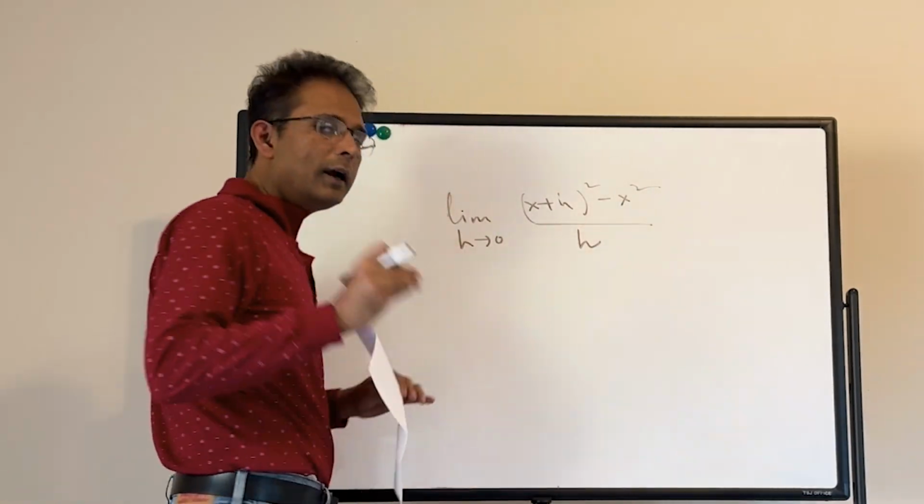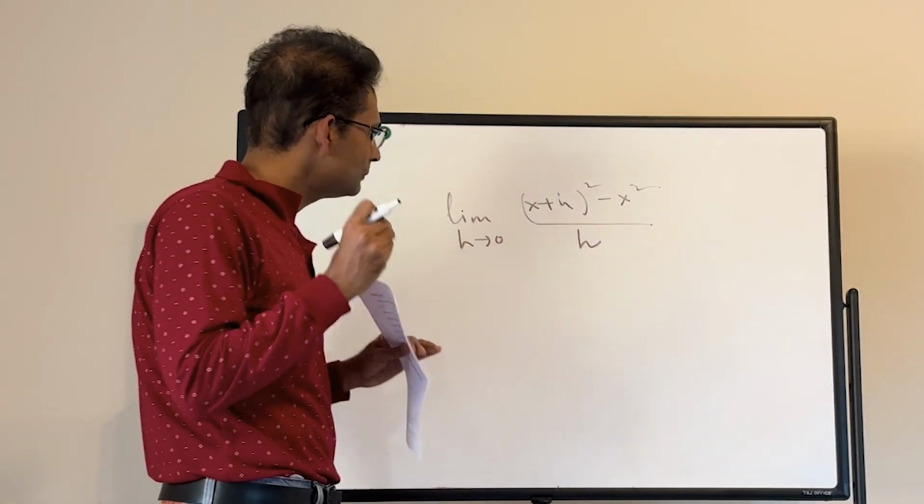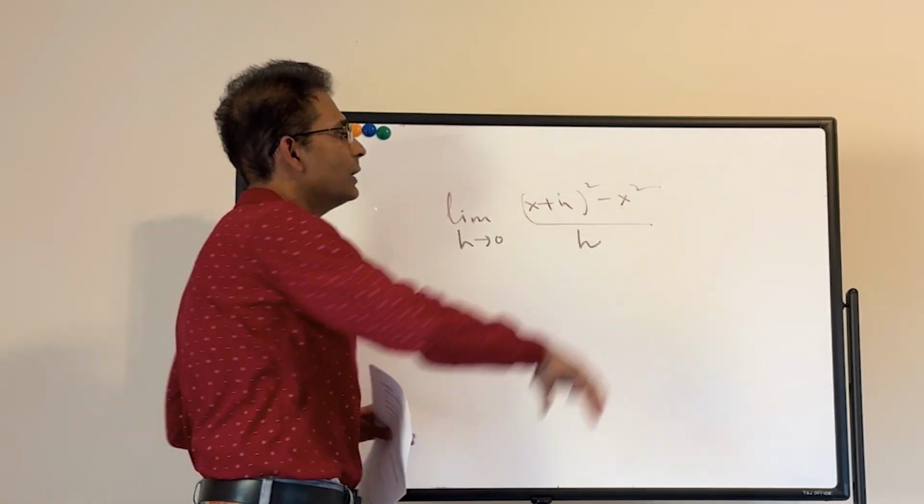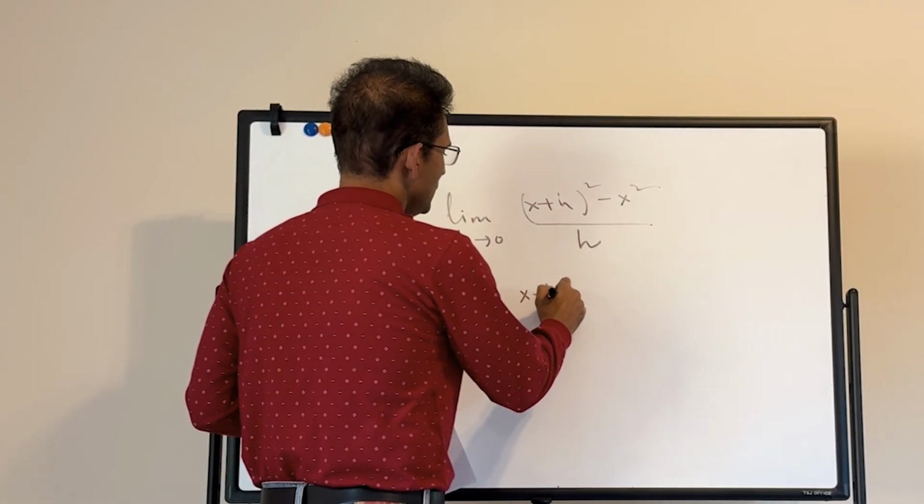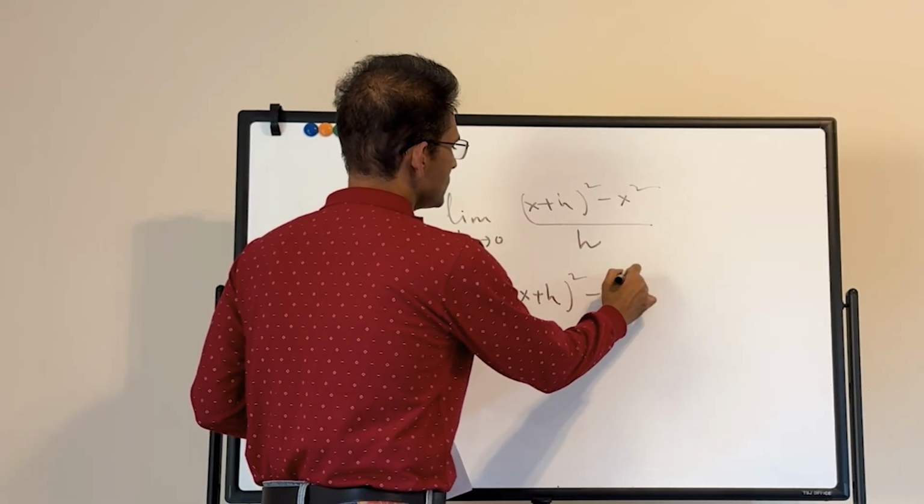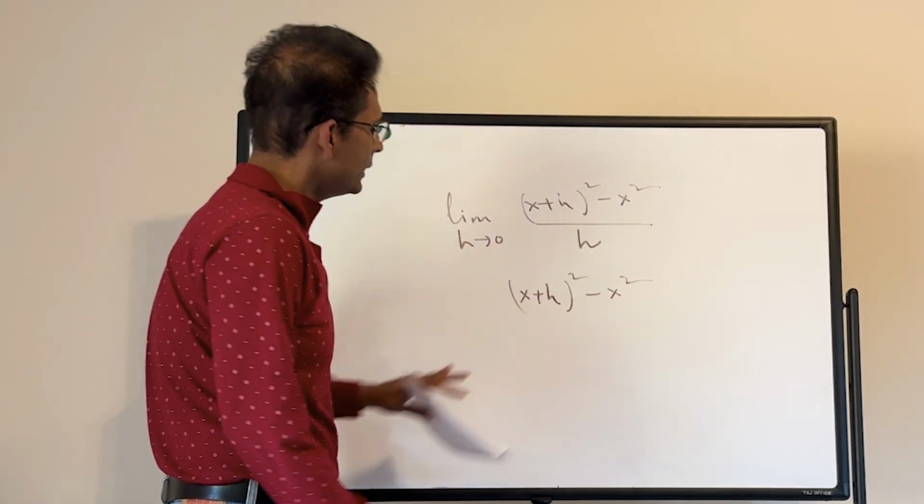It's actually a very simple method. You just expand the numerator. Let's actually do that and see what happens. You do (x plus h) squared minus x squared. How do you expand this?